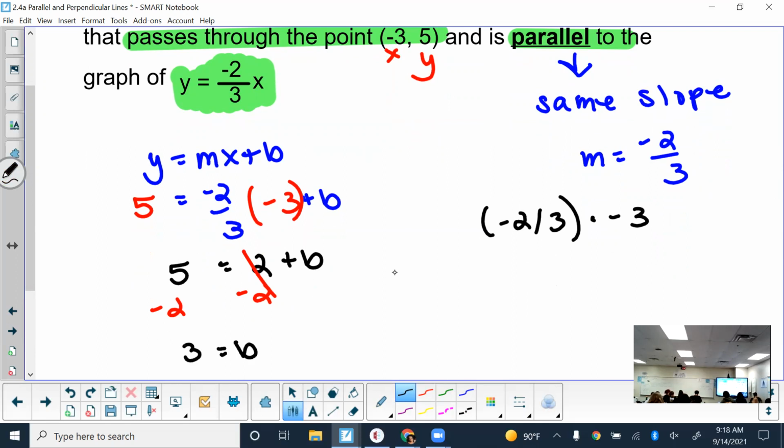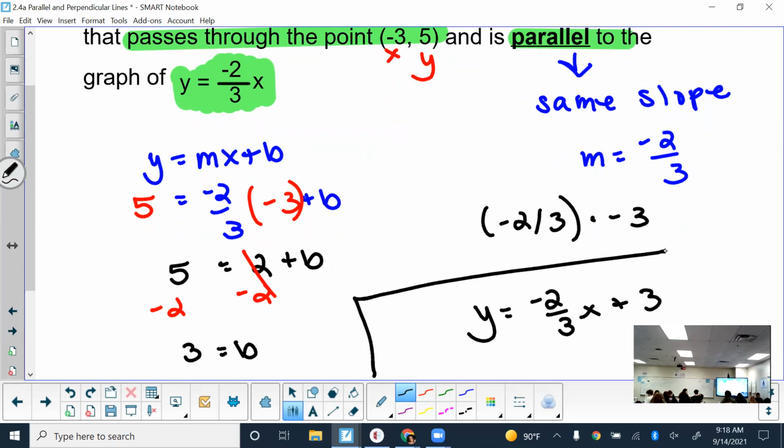All right. Put it all together. The equation is y equals -2/3 x plus 3. Hope you guys have that written down. All right. Questions?